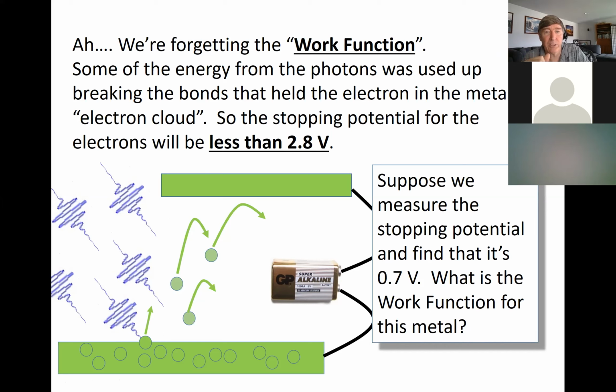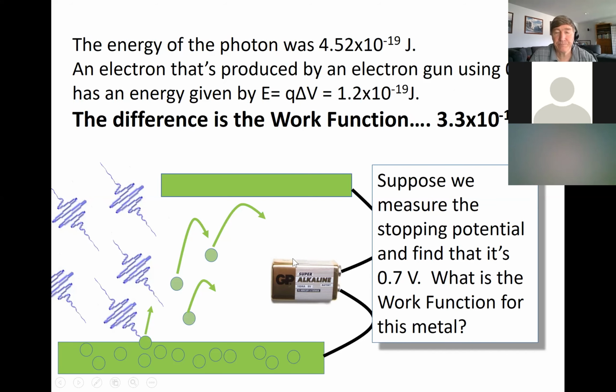In your homework tonight, they're going to say, okay, we have blue photons, which we know how much energy they have. We've measured the stopping potential. Therefore, what is the work function for this particular metal? Remember, when we say work function, what we mean is how much energy it takes to break the electron free. So this is a problem like you're going to see in the homework tonight. Let's see how we would do it.